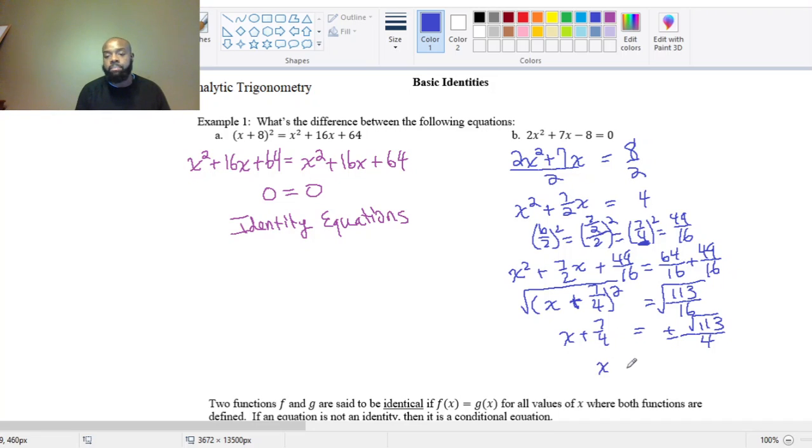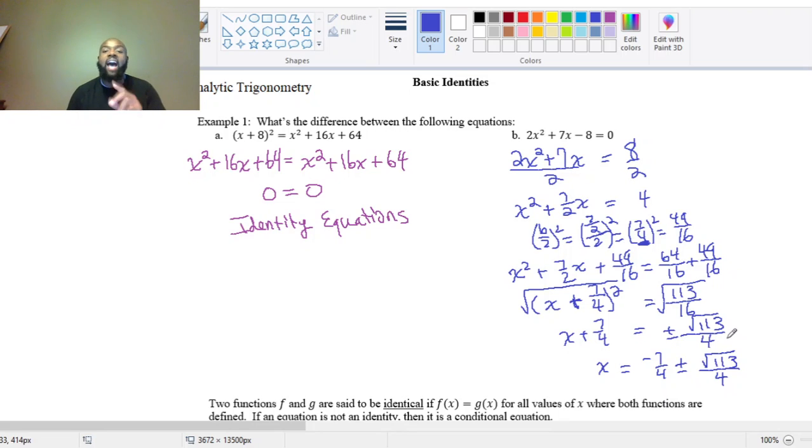I subtract 7/4 from both sides, and I get this equation has these two solutions here. And so since I have these two solutions here, I know that this equation is only true if x equals negative 7/4 plus square root of 113 over 4, or if x equals negative 7/4 minus the square root of 113 over 4. This is not an identity equation.